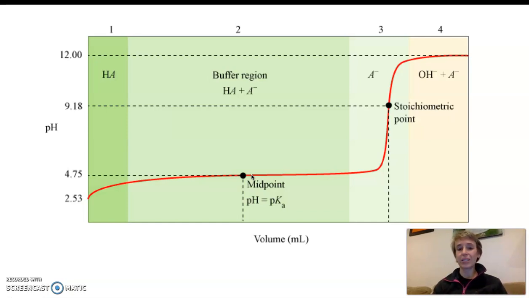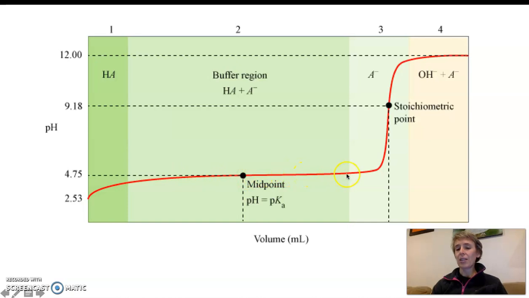I'm not really influencing the hydroxide or hydronium ion concentrations. So my pH is relatively stagnant for some time. And yeah, this is called the buffer region. So I'm very gradually changing my pH.